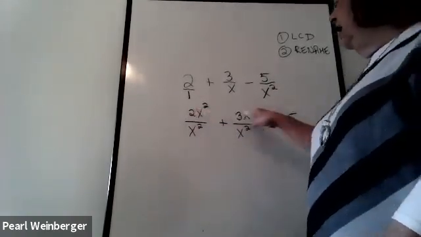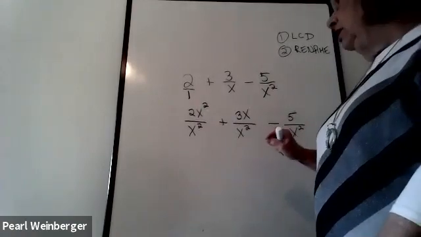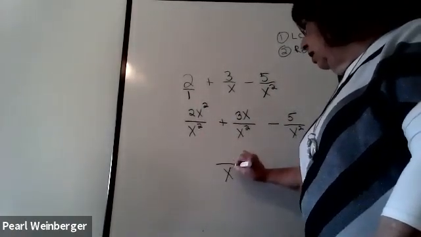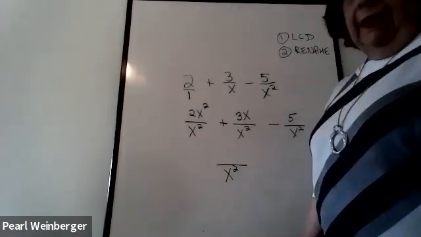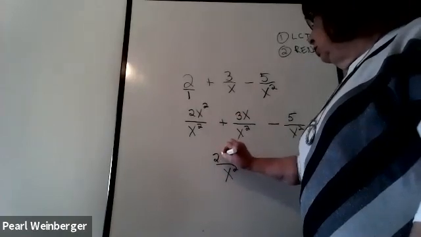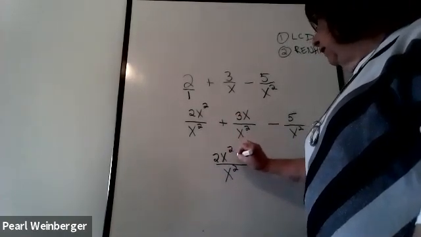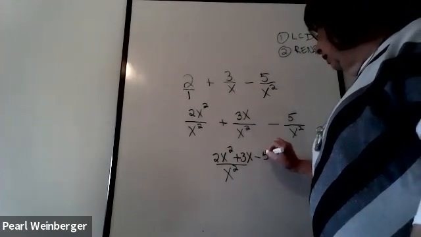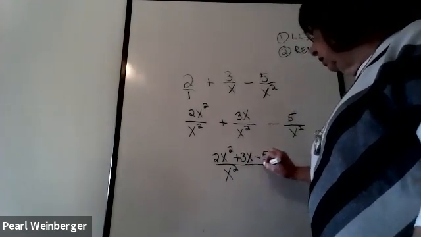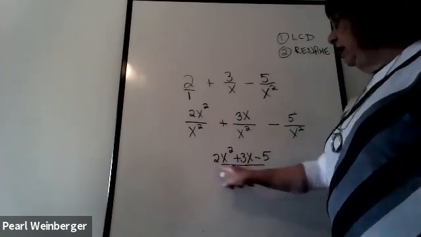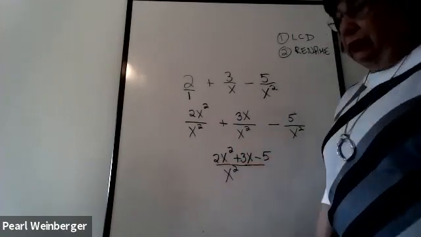Now we want to combine the numerators. We leave the denominator x squared, and there are no like terms, so I just write 2x squared plus 3x minus 5. And that would be your answer: 2x squared plus 3x minus 5 all over x squared.